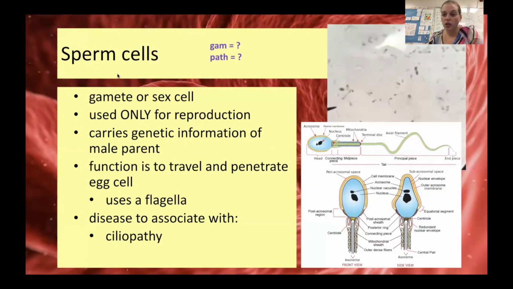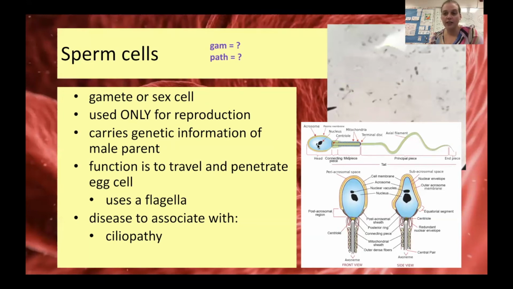Sperm cells are also called gametes. Gam means marriage, and sperm cells marry eggs, if you will. They're going to combine DNA to give us a zygote, or the first cell of an embryo. Sperm cells have only one purpose, and that is for reproduction. They're going to carry the genetic information of the male parent in this nucleus here to the egg.